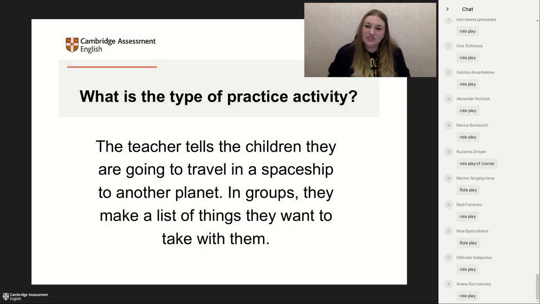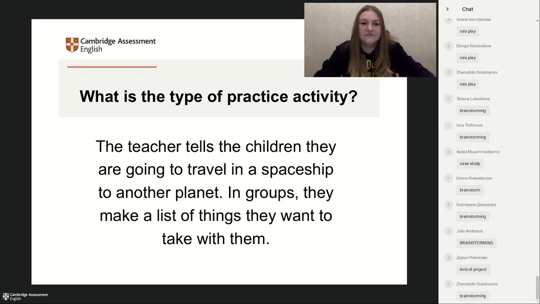The teacher tells the children they are going to travel in a spaceship to another planet. In groups, they make a list of things they want to take with them. What is it? Brainstorming, right? Good. Perfect. Kind of project, yeah? Can be, why not? Right. Very good.